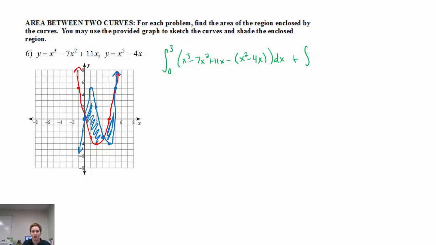Then we've got 3 to 5. It starts at 3 and ends at 5 for our x value. This time the parabola is on top, so it goes first. And we're going to subtract the cubic function. And again, after we add like terms, we should have the same thing for both of these, just with opposite signs for all of them. So this negative, when I distribute it, is going to give us negative x squared and positive 4x. So that's x cubed minus 8x squared plus 15x.